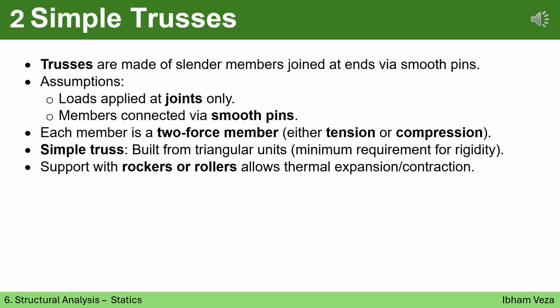Simple trusses. A truss is a structure composed of slender members connected at their ends by pins. To simplify analysis, we assume that loads are applied only at the joints and that each member behaves as a two-force member. This means members carry only axial forces, either tension or compression. Simple trusses are constructed from triangular units because triangles provide geometric stability. Supports, such as rollers or rockers, are often used to allow thermal expansion without creating additional stresses.